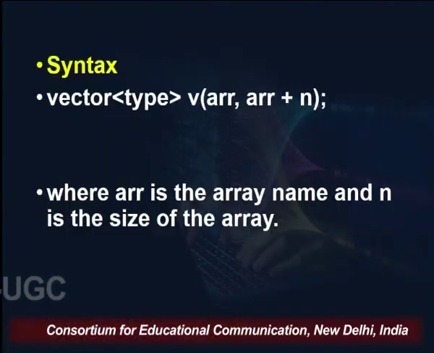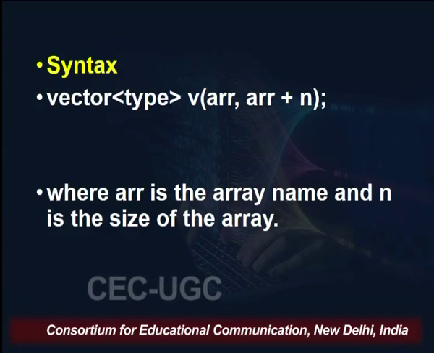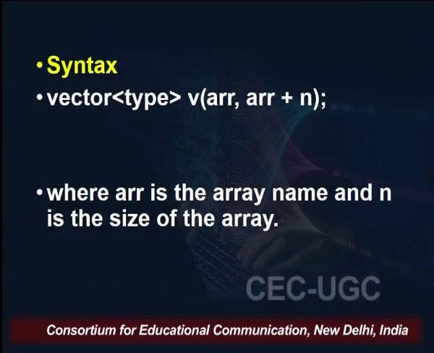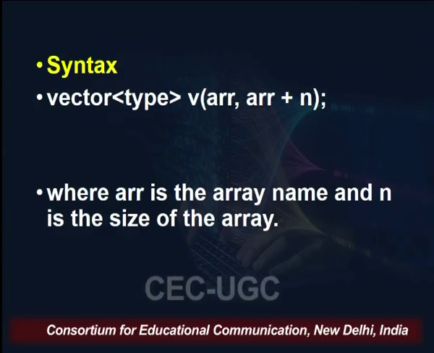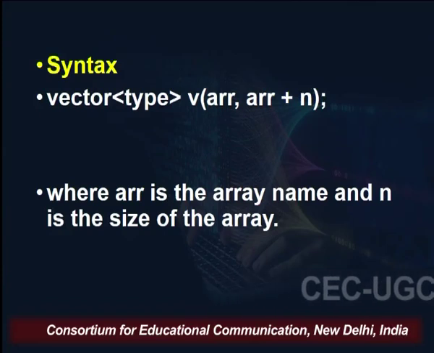We can also initialize a vector using an old static array which is already available with us, and we will be using a different vector constructor in order to use that array. What will happen is that all the elements of the array will be copied to the newly created vector. Now, what is the syntax? The syntax is vector, type, name of the vector, ARR, which is the name of the array, and ARR plus n. So, ARR is the array name and n is the size of the array.